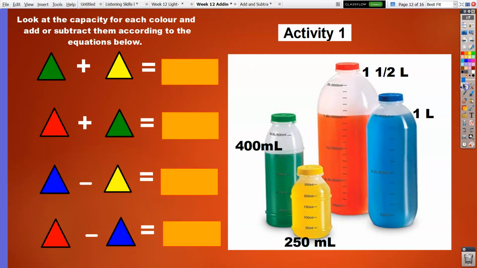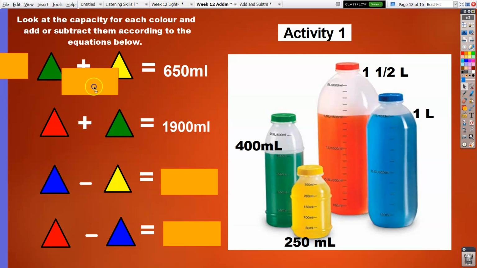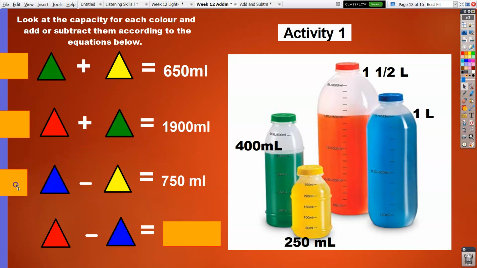Time is up. Now let's reveal the answers. So we have 400 plus 250. The answer is 650. So for red, it's 1 1/2, so 1500 milliliters. Then the green is 400 milliliters, so the answer is 1900 ml. Blue is 1000 milliliters or 1 liter minus the yellow 250. The answer is 750 ml. Red is 1500 minus 1000 for blue, so the answer is 500 ml.